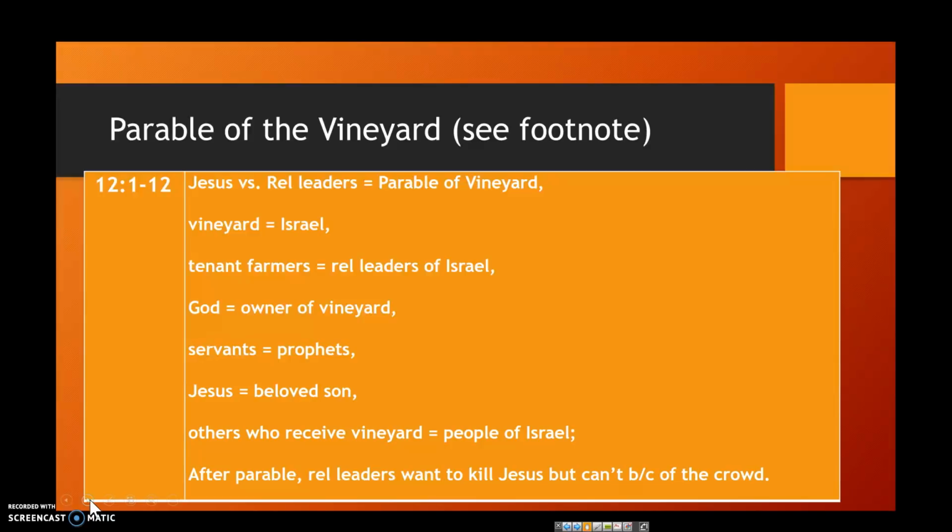than you. And then after this parable, the religious leaders' response, rather than listening to this, they know that it's about them, which is important to note. But rather than trying to change their ways, they simply want to kill Jesus, but again, can't because of the crowd.